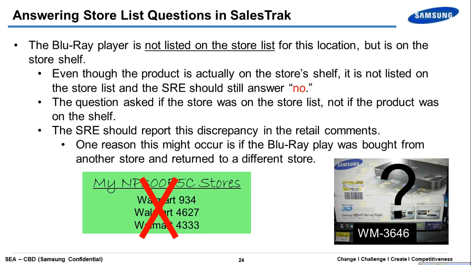Let's look at two examples. So we go in and the Blu-ray player is not listed on the store list for this location. There's no X in that box. But we found one on the store shelf. So even though the product is on the store shelf, it's not listed on the store list, so you would need to answer no. The question would ask, is this store on the Blu-ray player store list? You would need to answer no, because the question asked if it was on the store list, not if the product was on the store shelf.